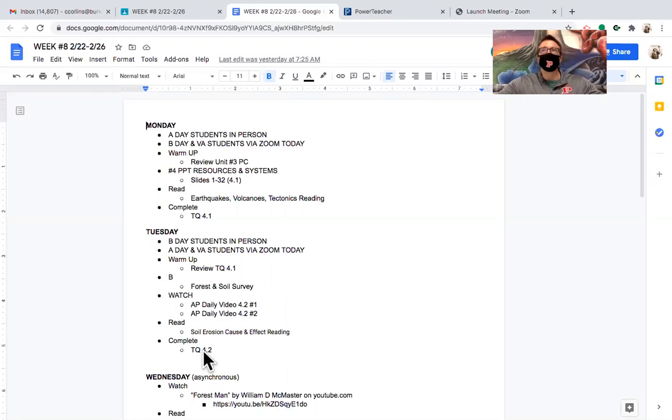Now, for those of you guys that are right here with me right now, those 2 videos, that reading, and that TQ will be something you need to either take care of this afternoon or tomorrow, okay? So that's the only way we can really make it work, so that we can have these labs, these activities, these walks in the woods, these forest surveys, working in the garden. Some of this is going to have to fall on your off days.